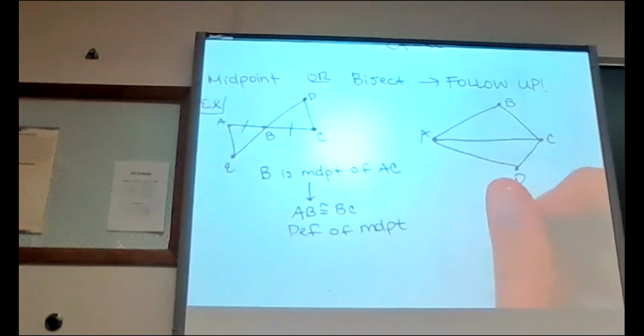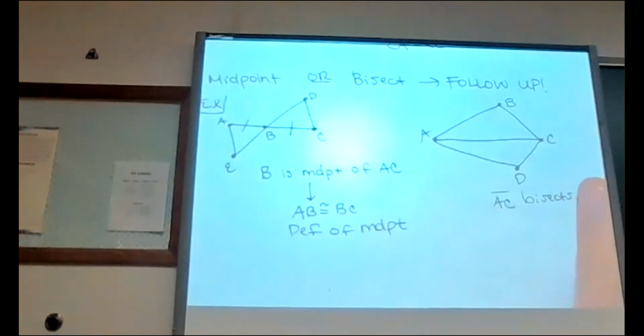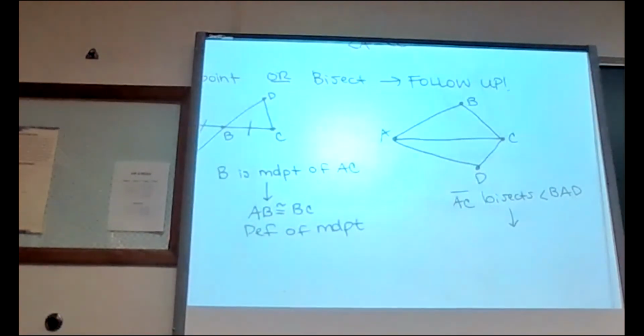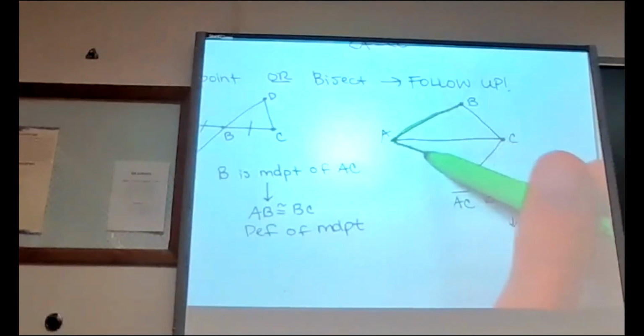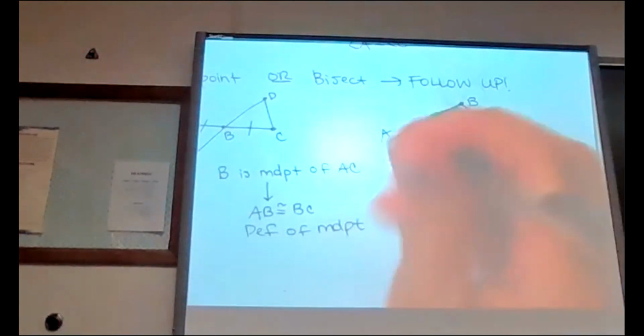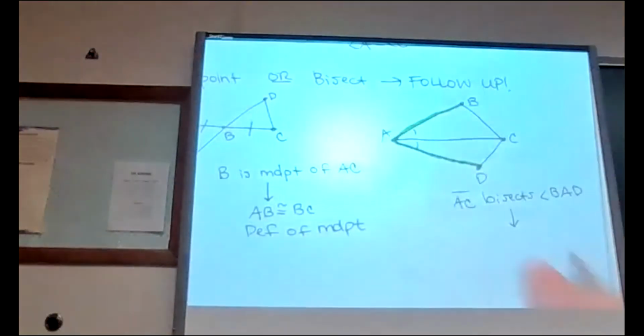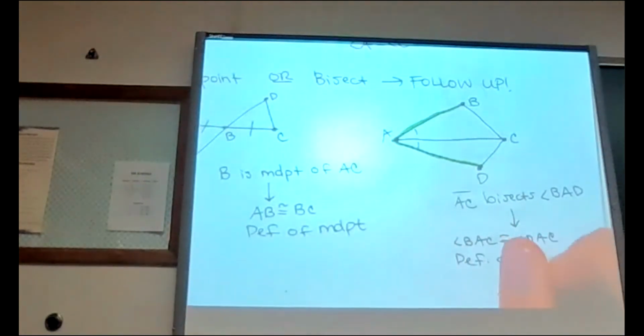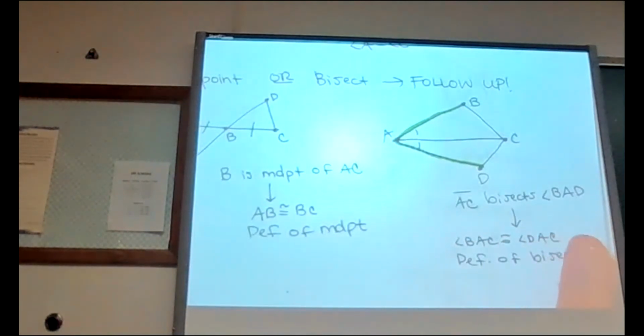If, for example, you're given that AC bisects angle BAD, angle BAD, if it's bisected, that means it's cutting it into two equal angles. That angle BAC is congruent to angle DAC by definition of bisect.